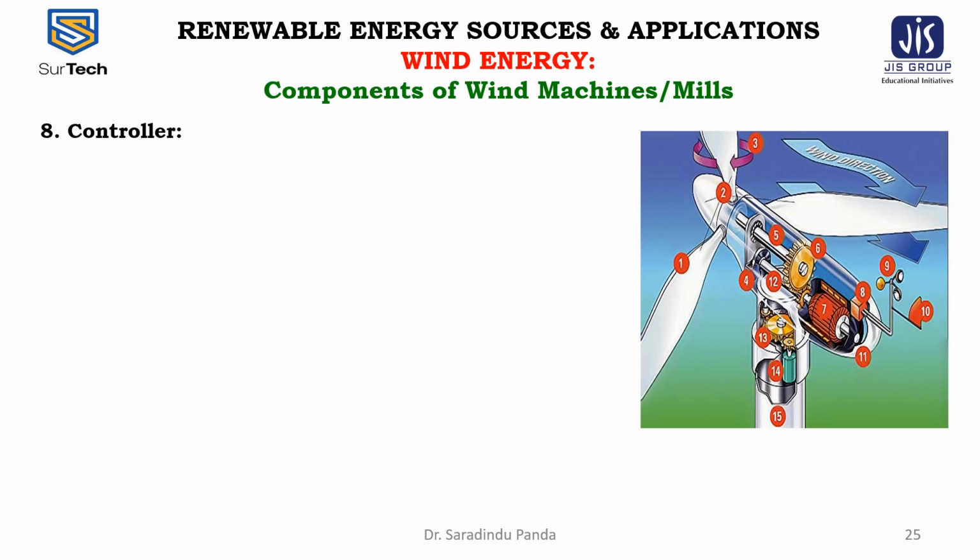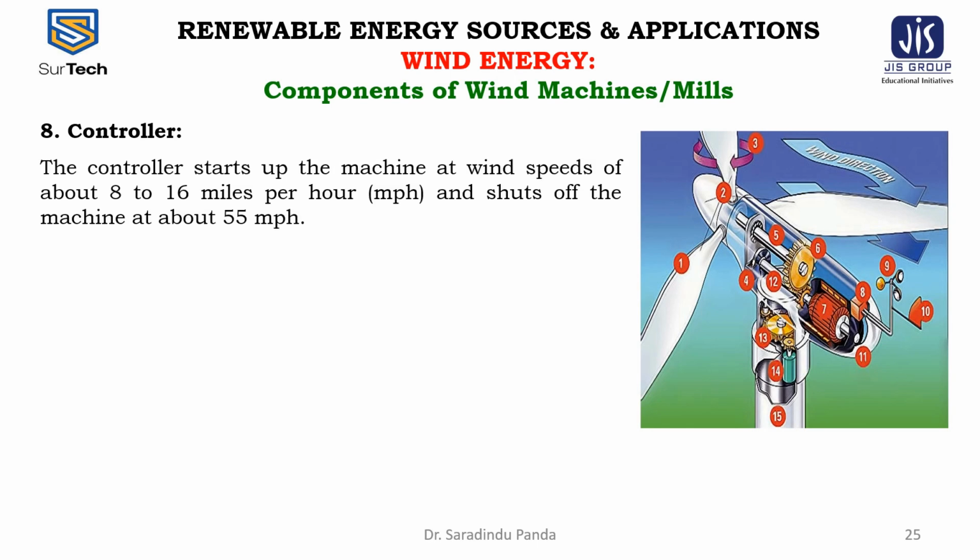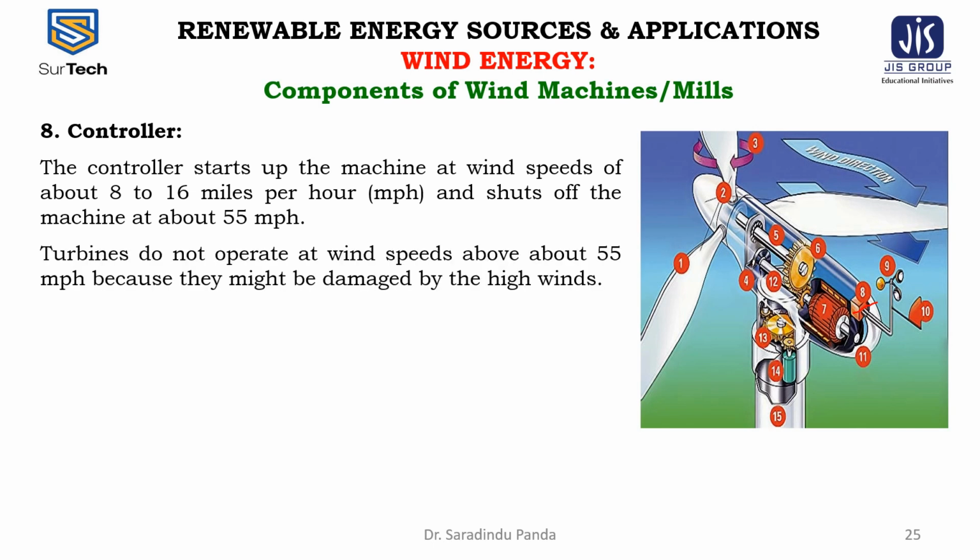Now another component, the eighth component, is the controller. This is the controller. The controller starts up the machine at wind speeds of about 8 to 16 miles per hour and shuts off the machine at about 55 miles per hour. Turbines do not operate at wind speeds above about 25 miles per hour because they might be damaged by the high winds.